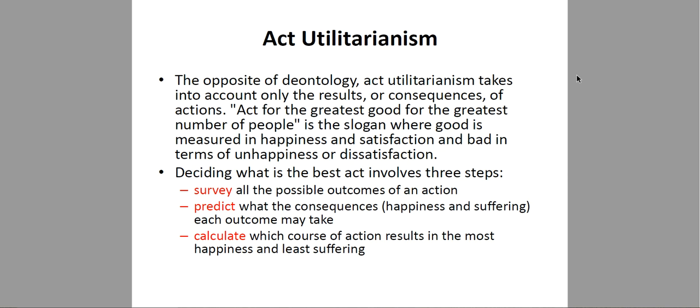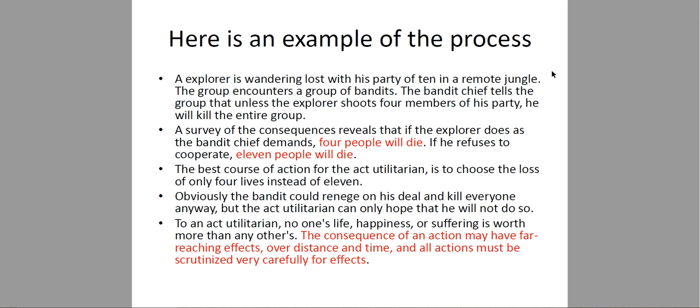And deciding what's the best act involves the 3 steps listed here: surveying all possible outcomes of an action, predicting what consequences there may be, and calculating which action results in the most happiness and least suffering. And you can probably already see some problems with this. It's very difficult to look in the future and see all the possible permutations of what could happen once this action has been taken, and what kind of consequences may come. So we're going to see how that plays into the weaknesses in a moment here.